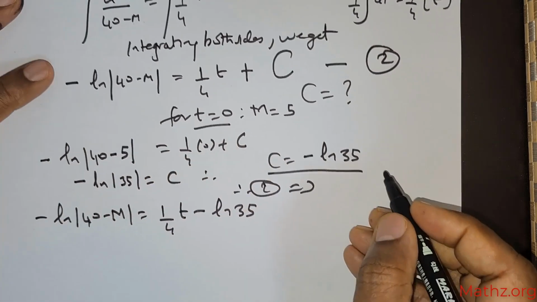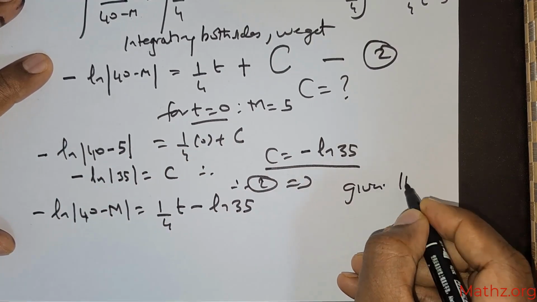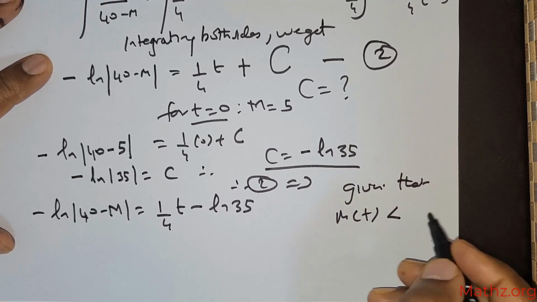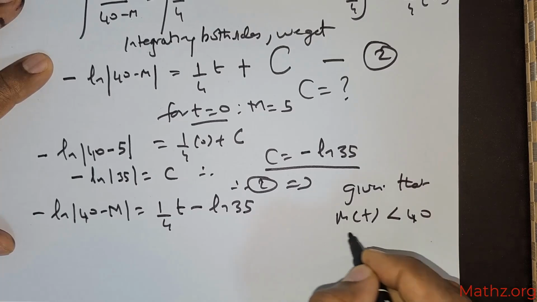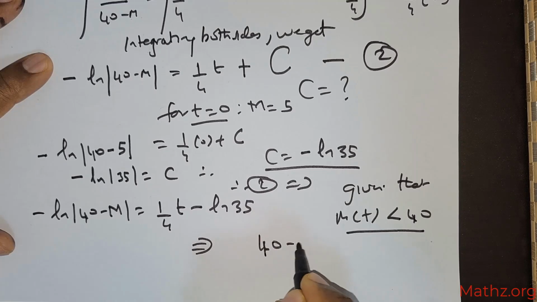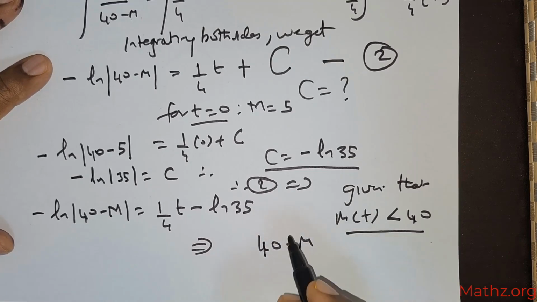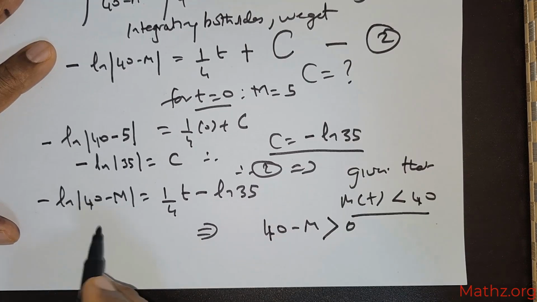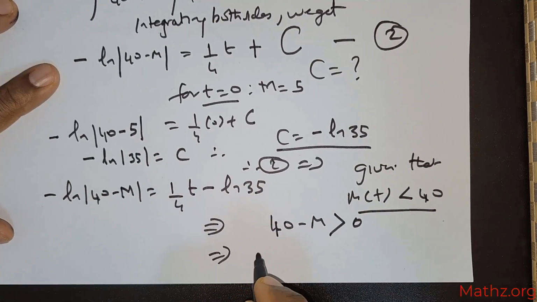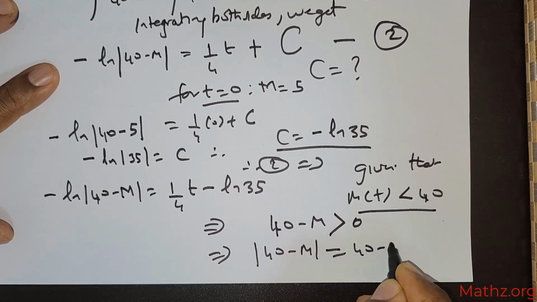Now we know what is given. Given that m of t is always less than 40. This is given in the question. So this would mean 40 minus m will always be positive. So I'm dropping the modulus. That's the understanding. So I can write that this means modulus of 40 minus m is equal to 40 minus m.